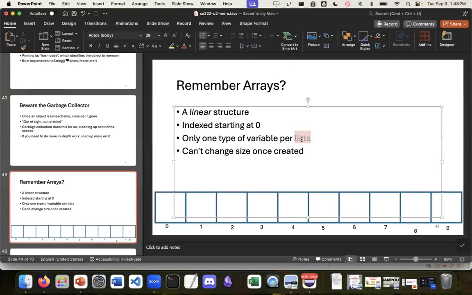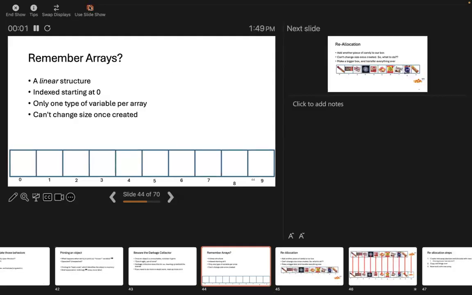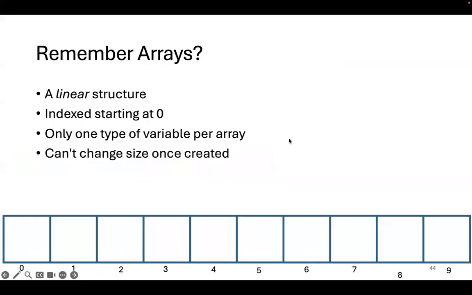Only one type of variable is allowed per array. You can't mix and match like you could with Python. And you can't change the size once you create it. So once you have an array of 10 things, you can't add an 11th thing there. There's only 10 spots. So that's a problem.